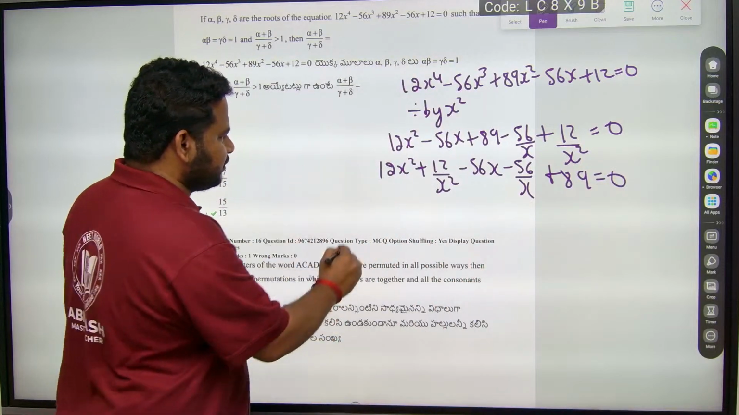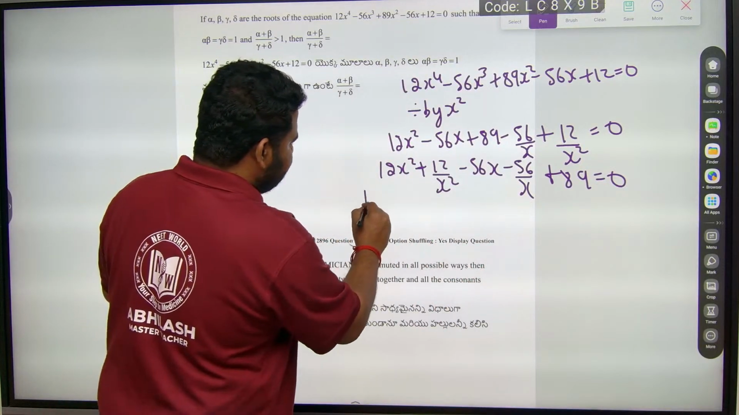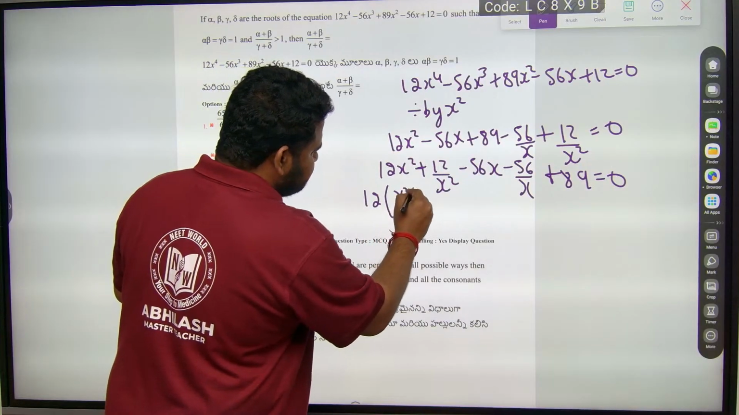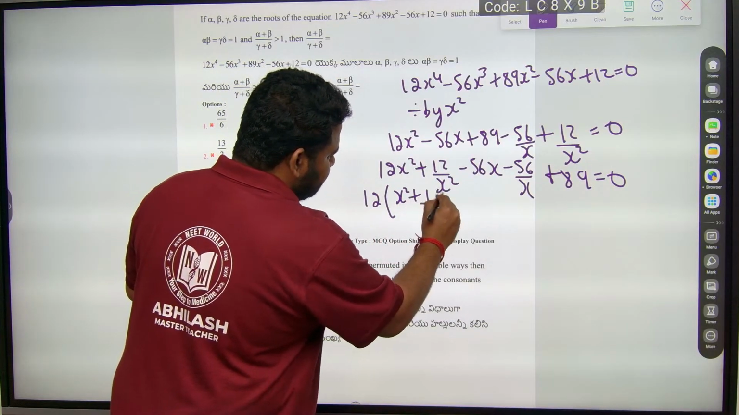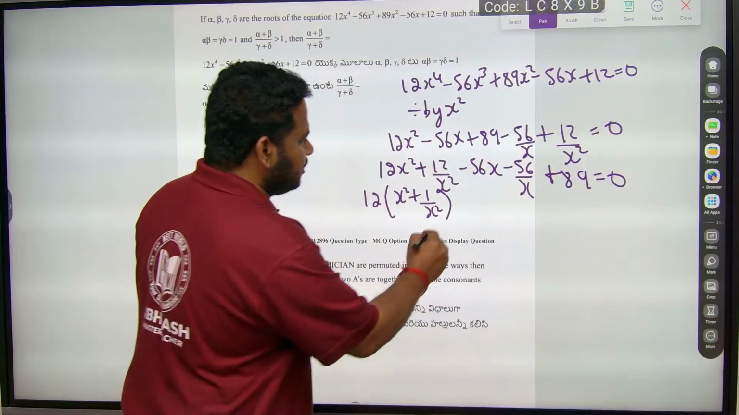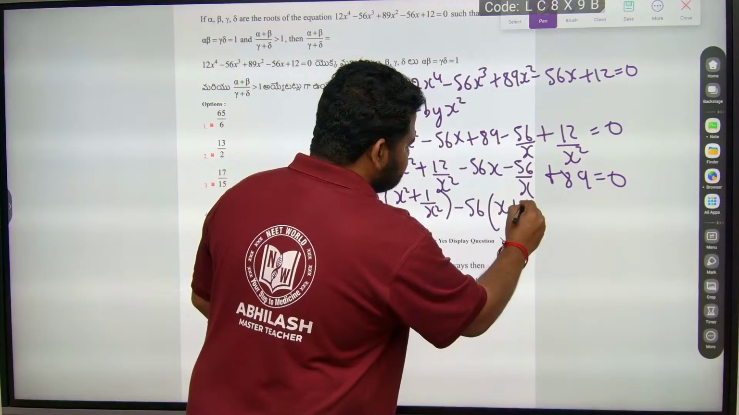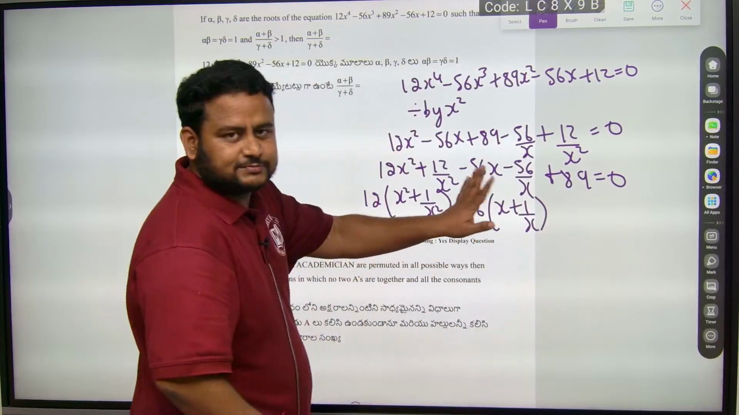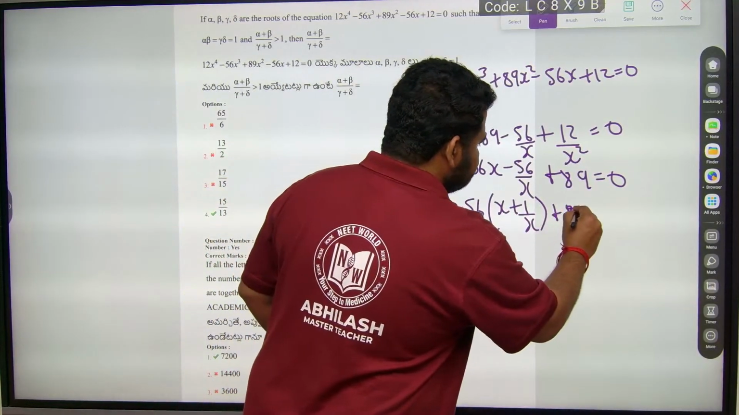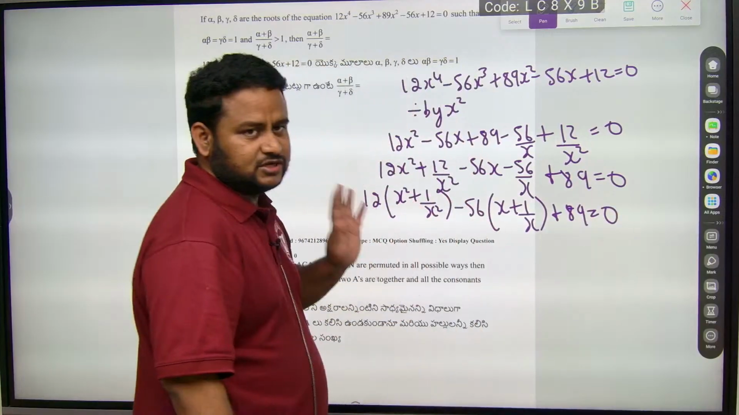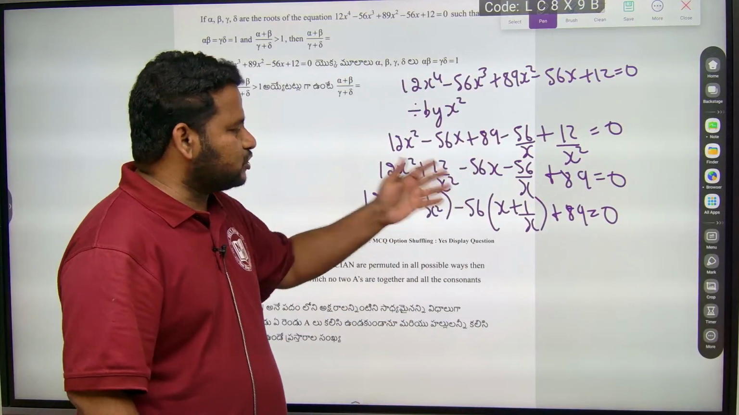Here let me take 12 common. If I take 12 common, I will get x square plus 1 by x square. Now if I take minus 56 common, this will become x plus 1 by x, plus 89 is equal to 0. Now directly I cannot solve this question.